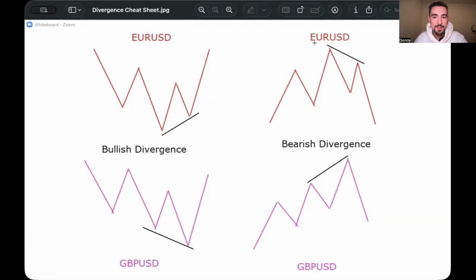Same thing, vice versa, in a bearish divergence, where one currency pair is creating a lower high while the other one is capturing liquidity, creating a higher high, I would want to be selling the weaker pair. If I'm taking shorts, I want to sell the weaker pair. So Euro USD would be weaker because we're creating a lower high. We're not seeing any sort of strength to go and capture this previous high. This is the weaker pair.